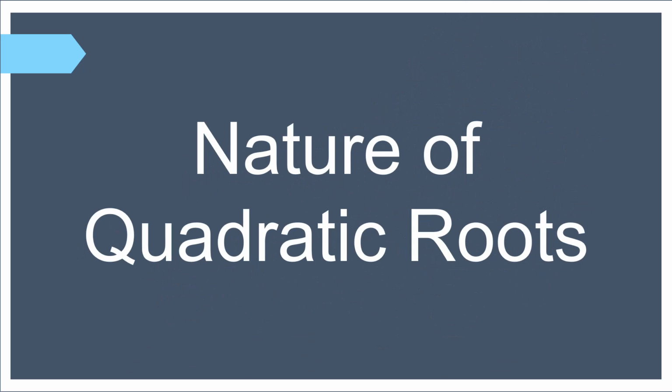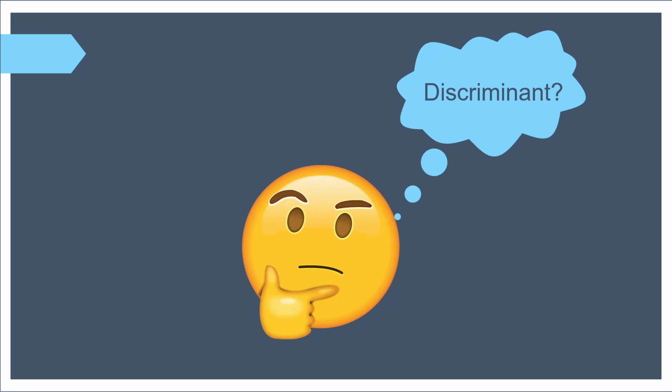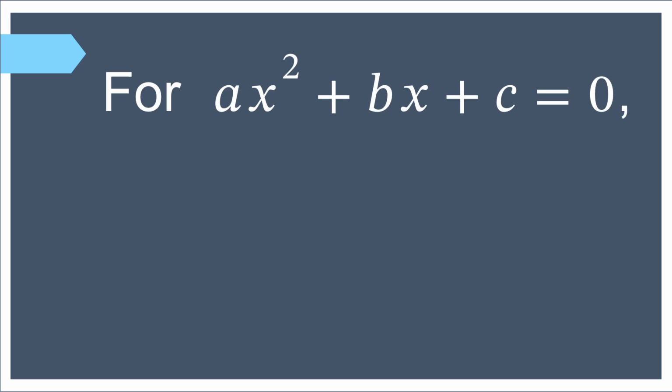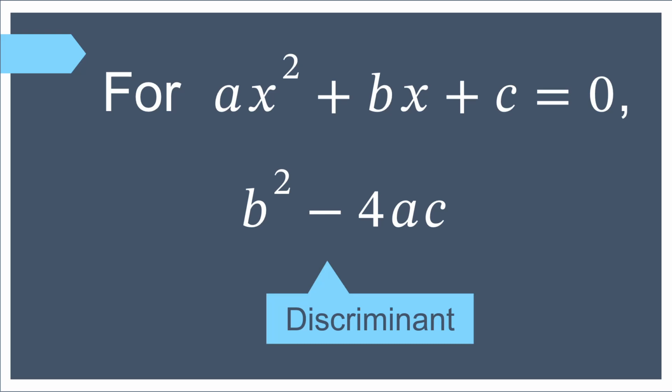Now we're moving on to the concept of nature of quadratic roots, where we're going to be talking about the discriminant. Now it's important for you to know that the nature of the roots of a quadratic equation can be determined by the discriminant. And what is the discriminant, you may ask? All right, so we're saying for ax squared plus bx plus c equal to 0, b squared minus 4ac is the discriminant. So this discriminant helps us to determine the nature of the roots.